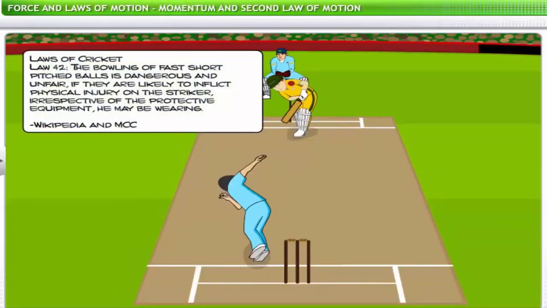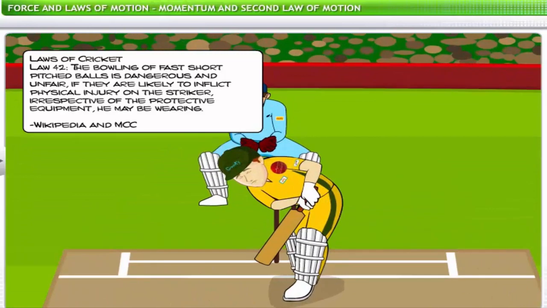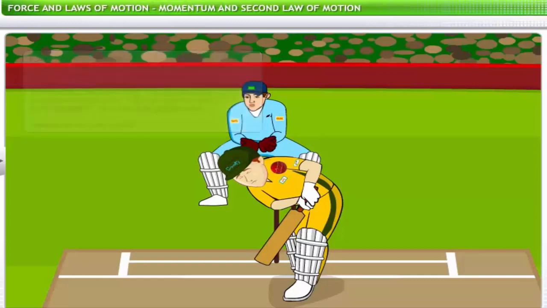According to Law 42 of the Laws of Cricket, the bowling of fast short-pitched balls is dangerous and unfair if they are likely to inflict physical injury on the striker, irrespective of the protective equipment he may be wearing. How could a small object like a ball inflict injury on a cricketer?